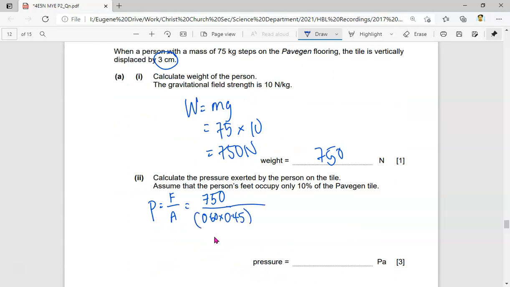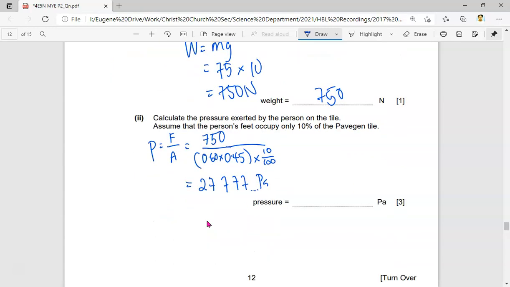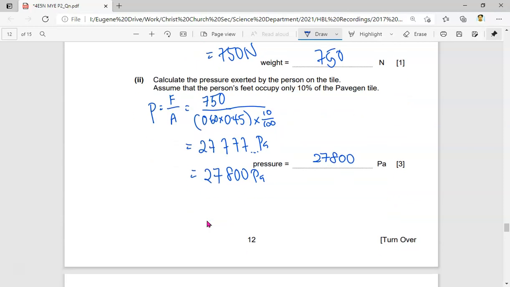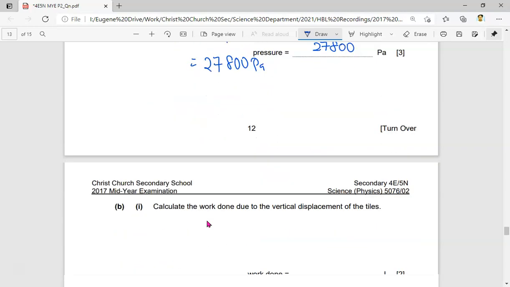Now this is not the end because you need to remember that the person's feet only occupy 10% of the Pavegen tile. So I need to multiply this by 10 over 100 to show the 10%. So what's the pressure that is going to be experienced over here? On the calculator, you're going to get 27777 Pascal. Actually it still continues, but to round off, because the answer should be left in three significant figures, therefore 27800 Pascal. So the pressure here is 27800. Okay, so 3 marks here, quite a simple 3 marks.